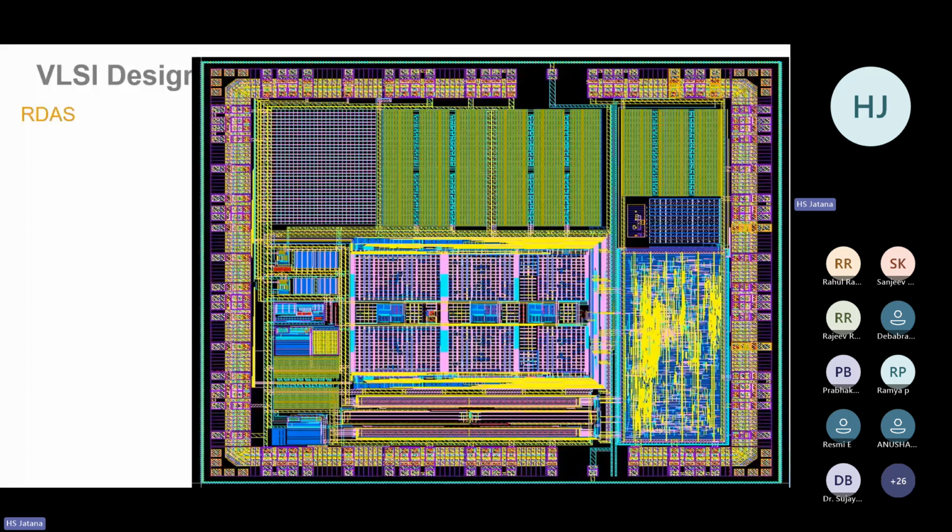This is a RDAS, which is a data acquisition system. It's an ADC, 16-bit pipeline ADC. So these are capacitor banks. This is the digital circuit timing, and all that is being generated here. So these are the various stages. These are because nowadays it's a switched cap. So a lot of capacitors are used, and the capacitor bank has to be laid out in that particular manner.